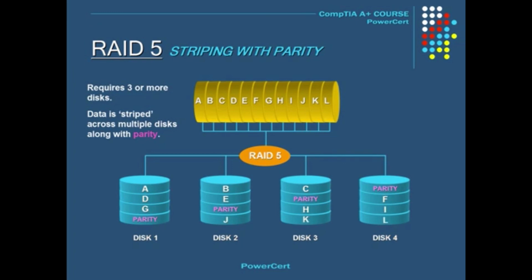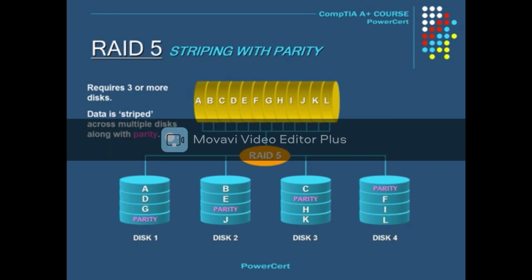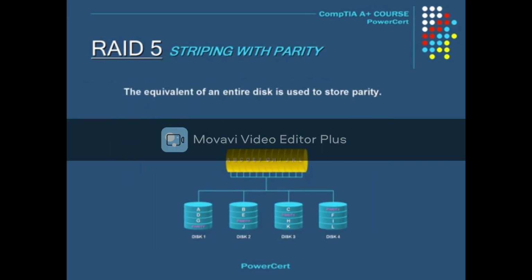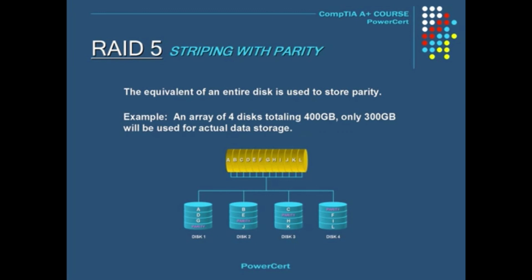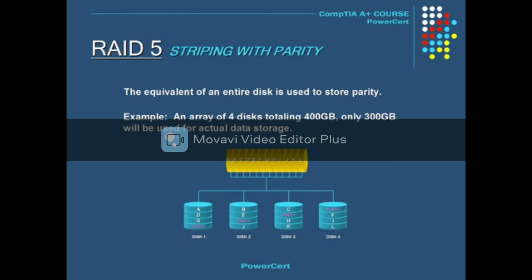But there is a downside to RAID 5, because since the equivalent of an entire disk is used to store parity, it reduces the collective amount of data that can be stored in this array. So for example, if all 4 of these disks were 100 gigabytes each, that totals 400 gigabytes. But in a RAID 5 setup, the total amount that could be used for data storage would be 300 gigabytes, because one entire disk would be used to store parity.